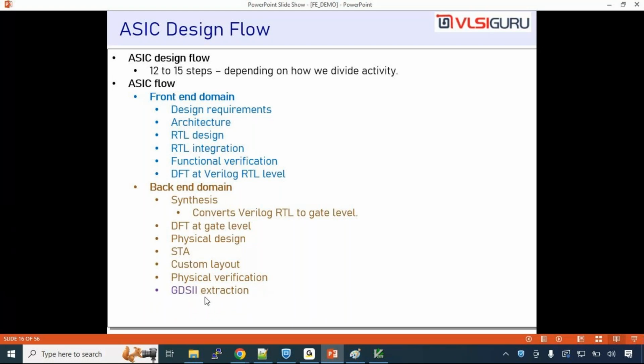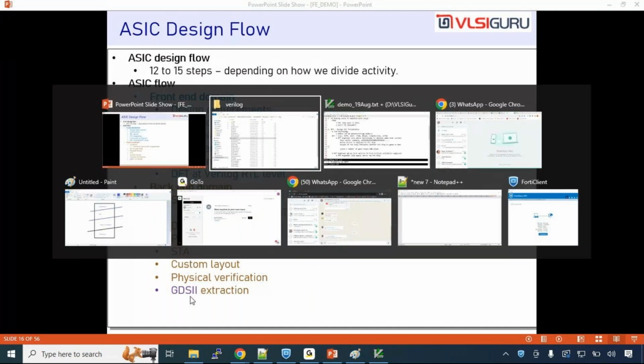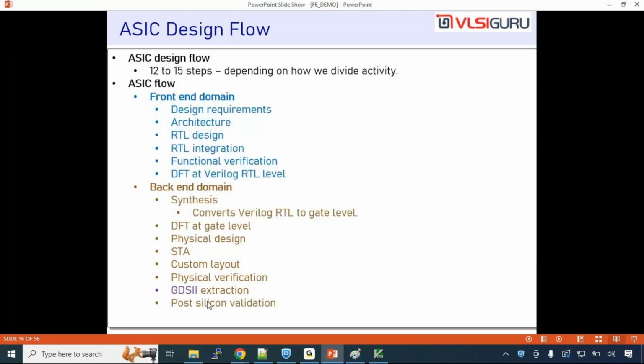What exactly is GDS2 extraction? Graphical display stream, I think. You can just go and search. Maybe it's here only. Basically, what GDS2 is, once you are done with the entire chip flow, you need to give it for manufacturing purposes. That file needs to be given for manufacturing.